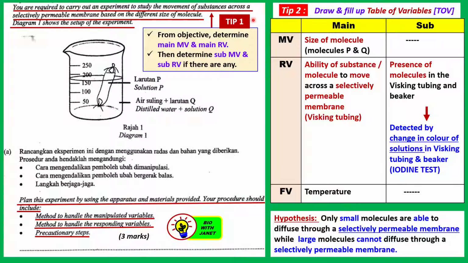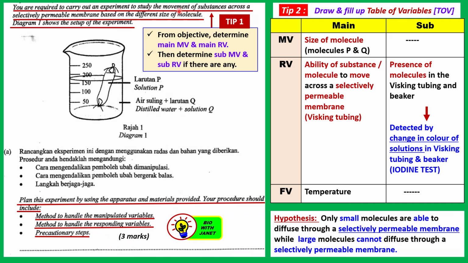Okay, now the first tip is actually to find out the objective. So where is the objective or aim? It starts with the words to study or to investigate something. Okay, so it starts here, or to determine something: to determine, study, or investigate something.